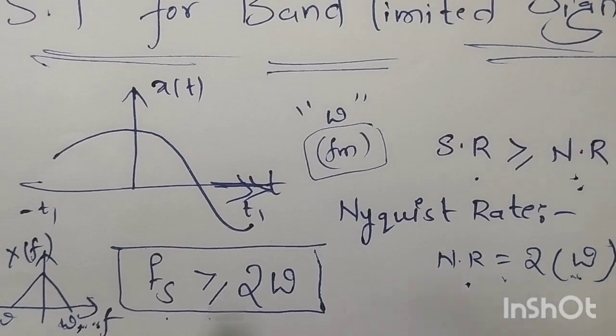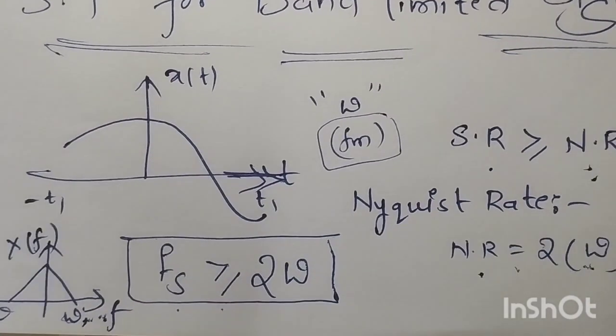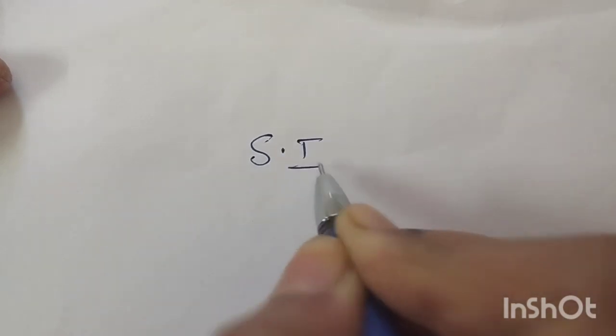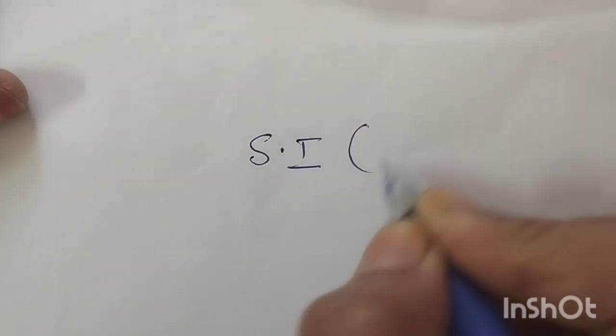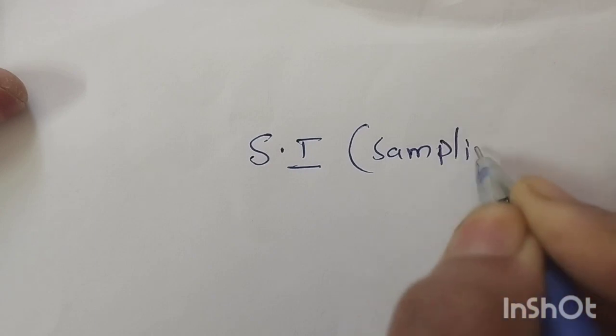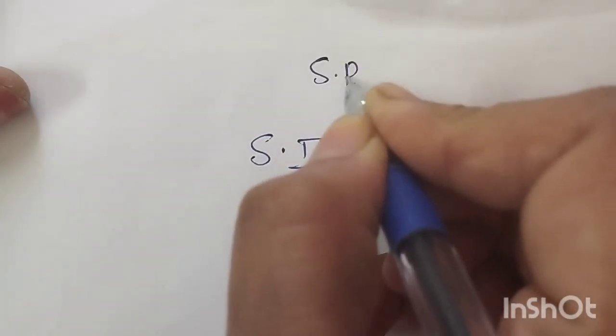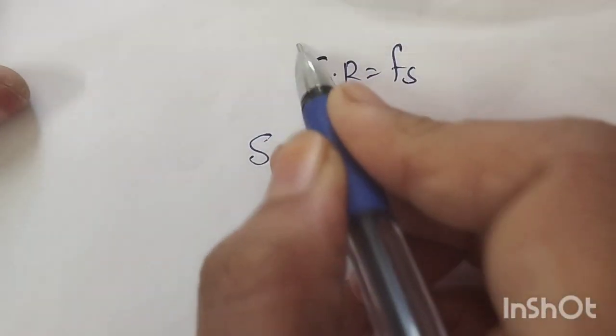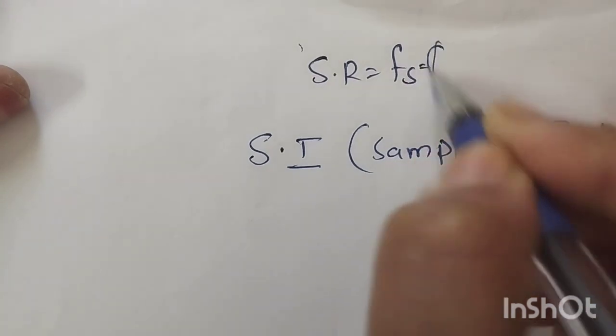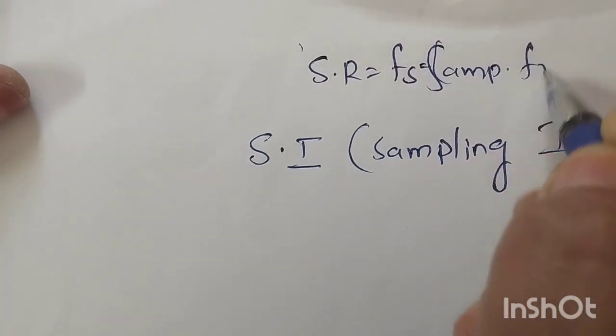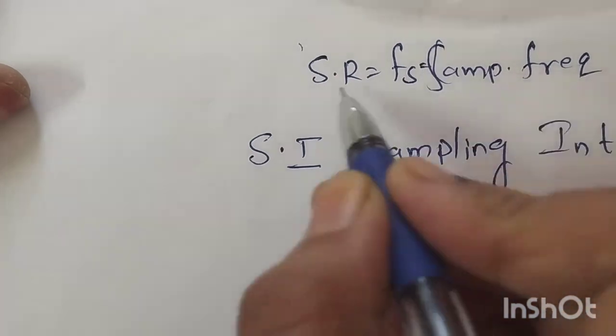Okay. So this is a sampling interval. Now one more new term I am introducing. Sampling rate means fs. How do we represent sampling rate? It is nothing but the sampling frequency. fs is nothing but the sampling frequency or sampling rate.